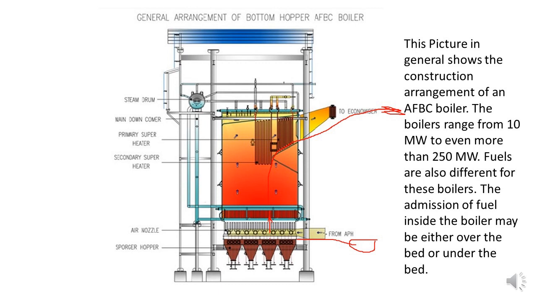This picture in general shows the construction arrangement of an AFBC boiler. The boilers range from 10 MW to even more than 250 MW. Fuels are also different for these boilers. The admission of fuel inside the boiler may be either over the bed or under the bed.